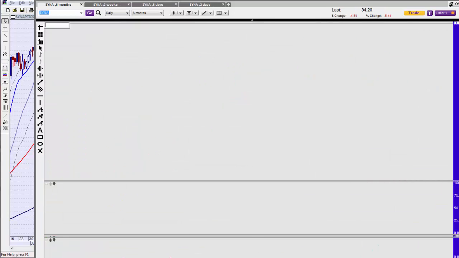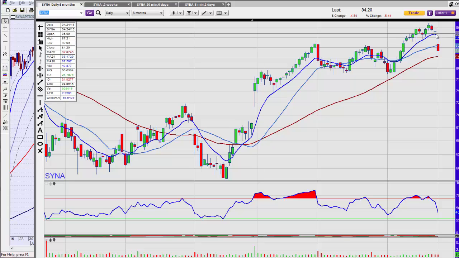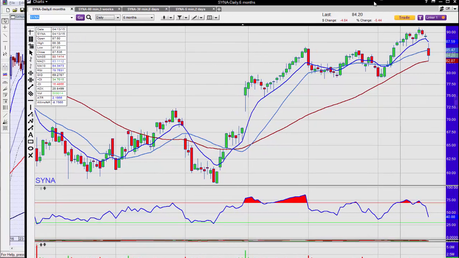Got it. Here we go. All right, so here's what's happening today. And let me make sure I've got this in the screen. Yeah, there we go. So the stock's down a little over 5%, kind of gapped and breaking down here. Now, we were getting divergence.